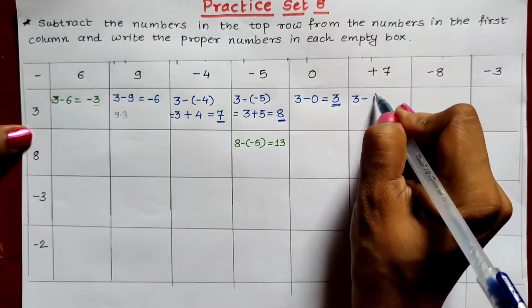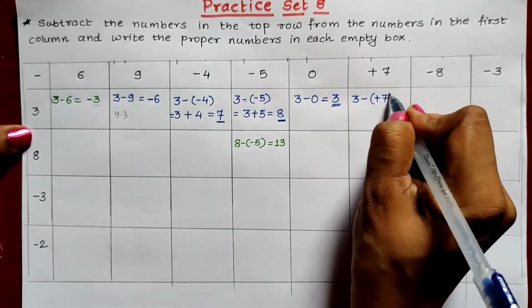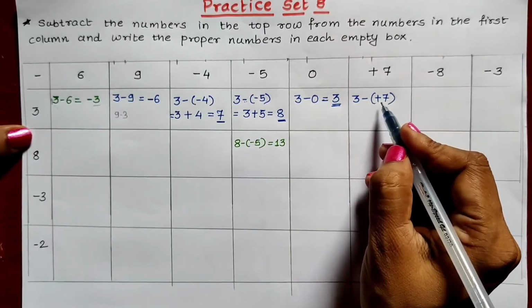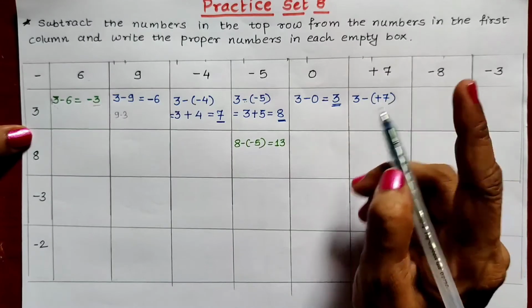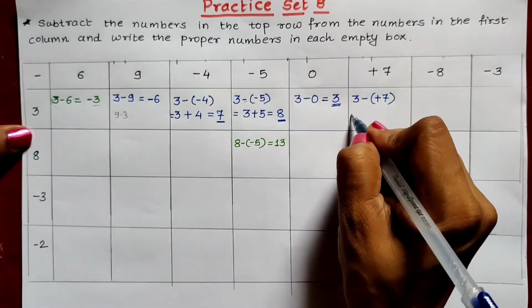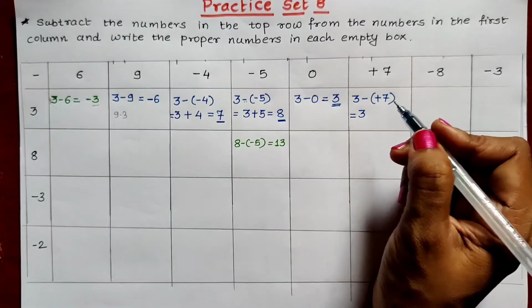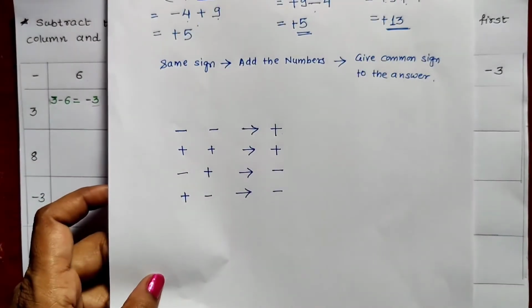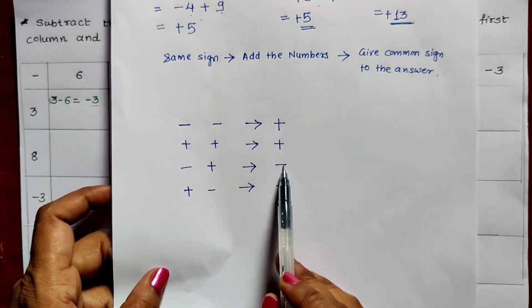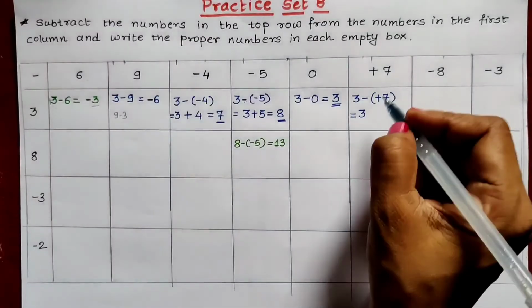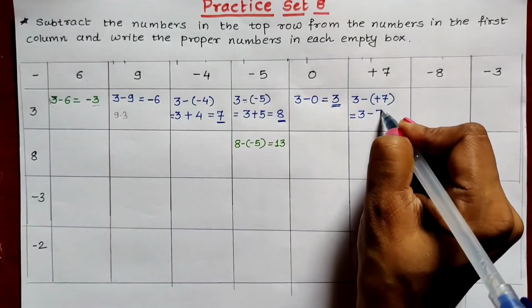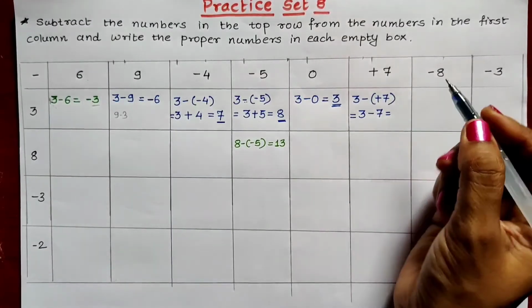Now next, this 3 minus plus 7. Two signs coming close to each other. We will combine these two signs and make a single sign. So first 3 as it is we write, then minus plus, which will be the combined sign. See here, minus plus will become minus. So 3 minus 7. What will be the answer?